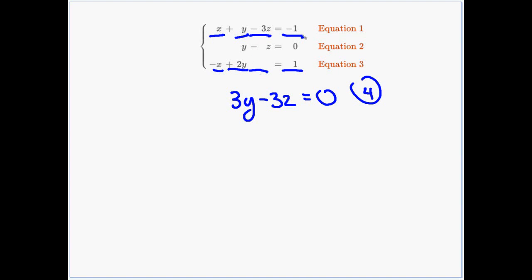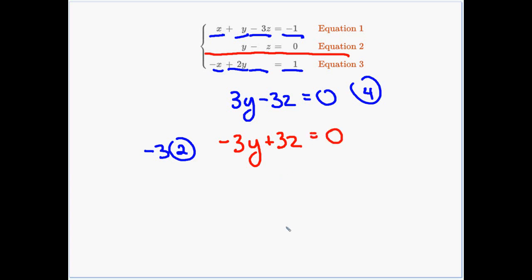And now if we go back up to our top 3 original equations, I'm going to do negative 3 times equation 2. So I'm going to underline equation 2 here in red, and I'm going to distribute a negative 3. So that's going to be negative 3y plus 3z is equal to 0. I'll call this equation 5.